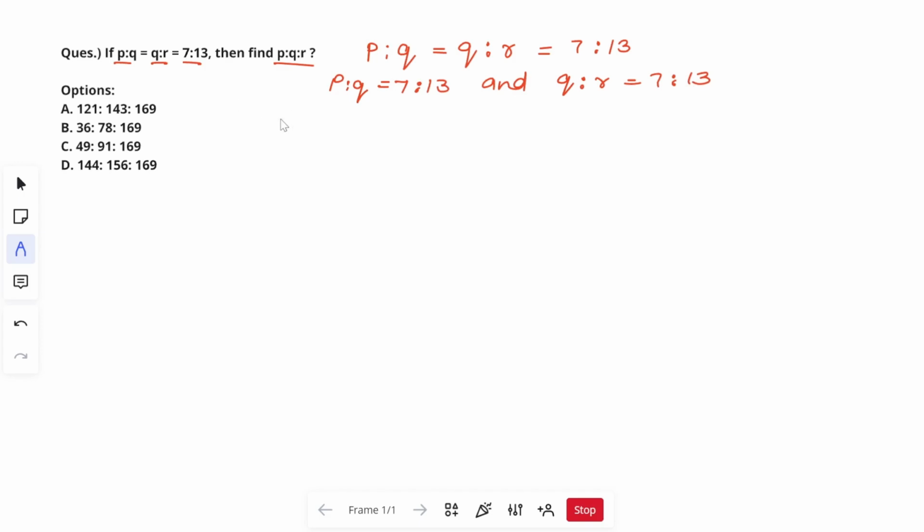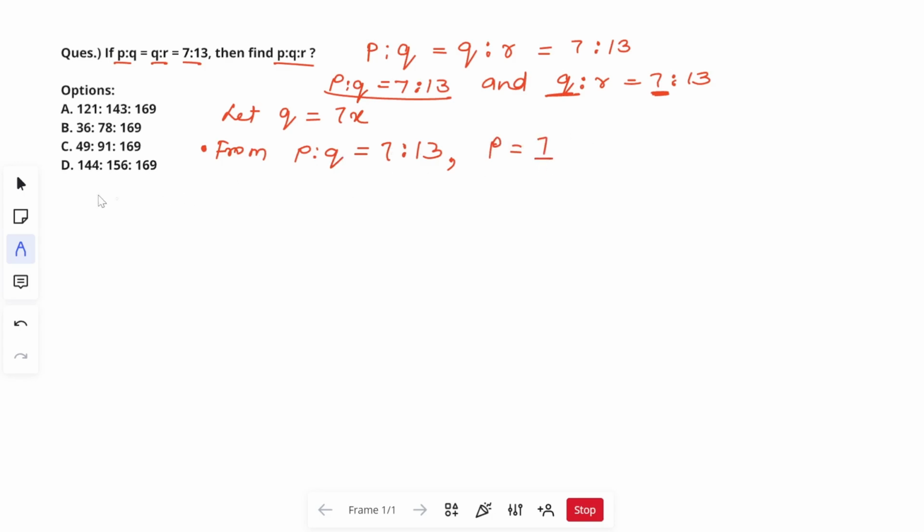Now what we will assume is our value of Q, let us consider that Q is equal to 7x. Q is having the ratio 7, so that is why we have assumed Q is equal to 7x. Now we will substitute the values from P is to Q is equal to 7 is to 13, which is this first equation. We are substituting the value of P. So P can be written as 7 by 13 Q, right?